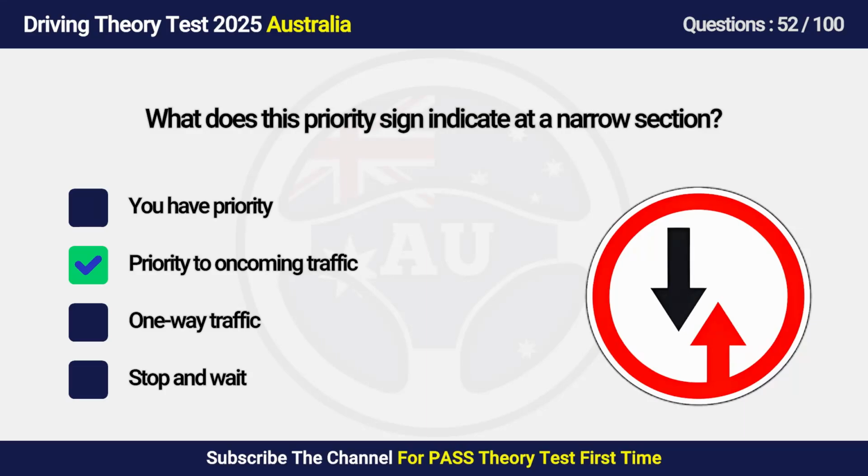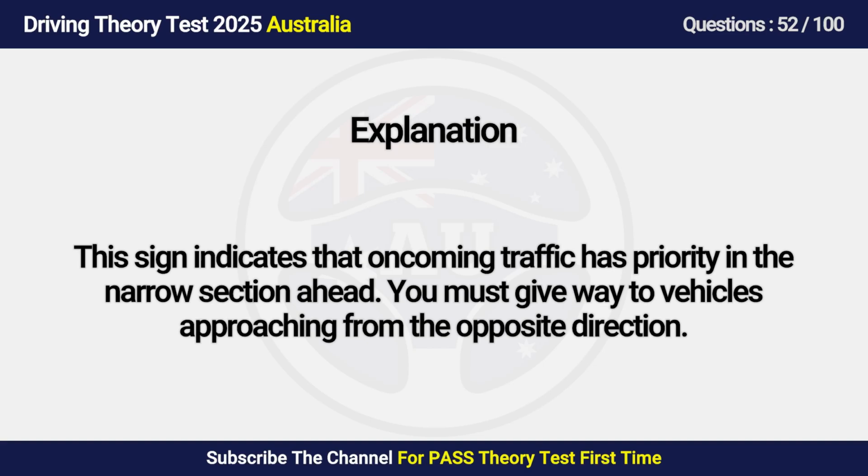Answers is B. Priority to oncoming traffic. This sign indicates that oncoming traffic has priority in the narrow section ahead. You must give way to vehicles approaching from the opposite direction.